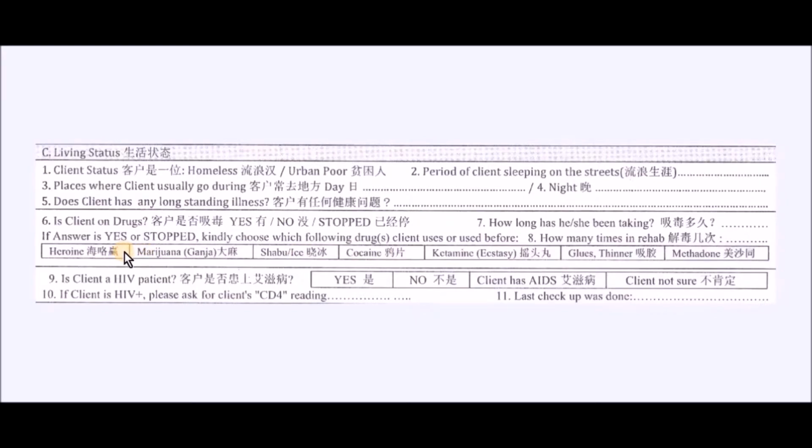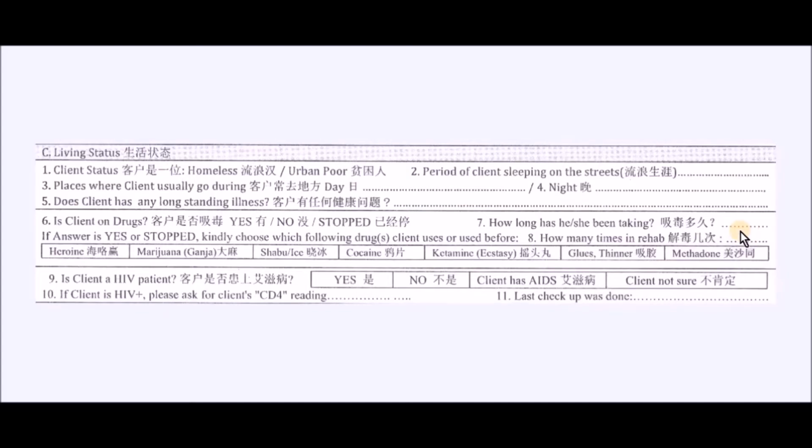Another thing to keep in mind is to find out whether the client is on methadone or not. Methadone is a drug used in the clinic to help the client reduce their addiction to drugs. If the client is taking methadone, then the client is on drugs. You also need to find out how long the client has been taking the drugs and write it down here. And you also need to find out how many times the client has been into rehabilitation, whether it's voluntary or being caught by the police, and write it down here.